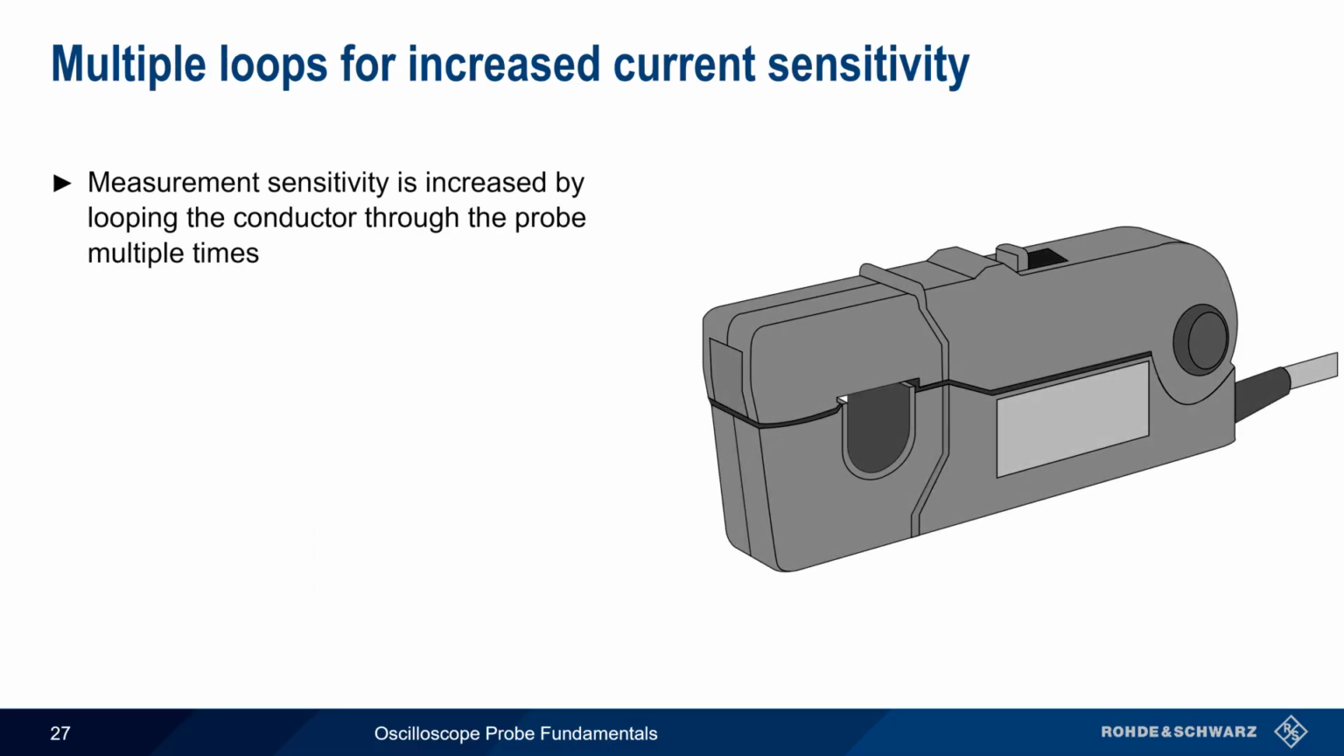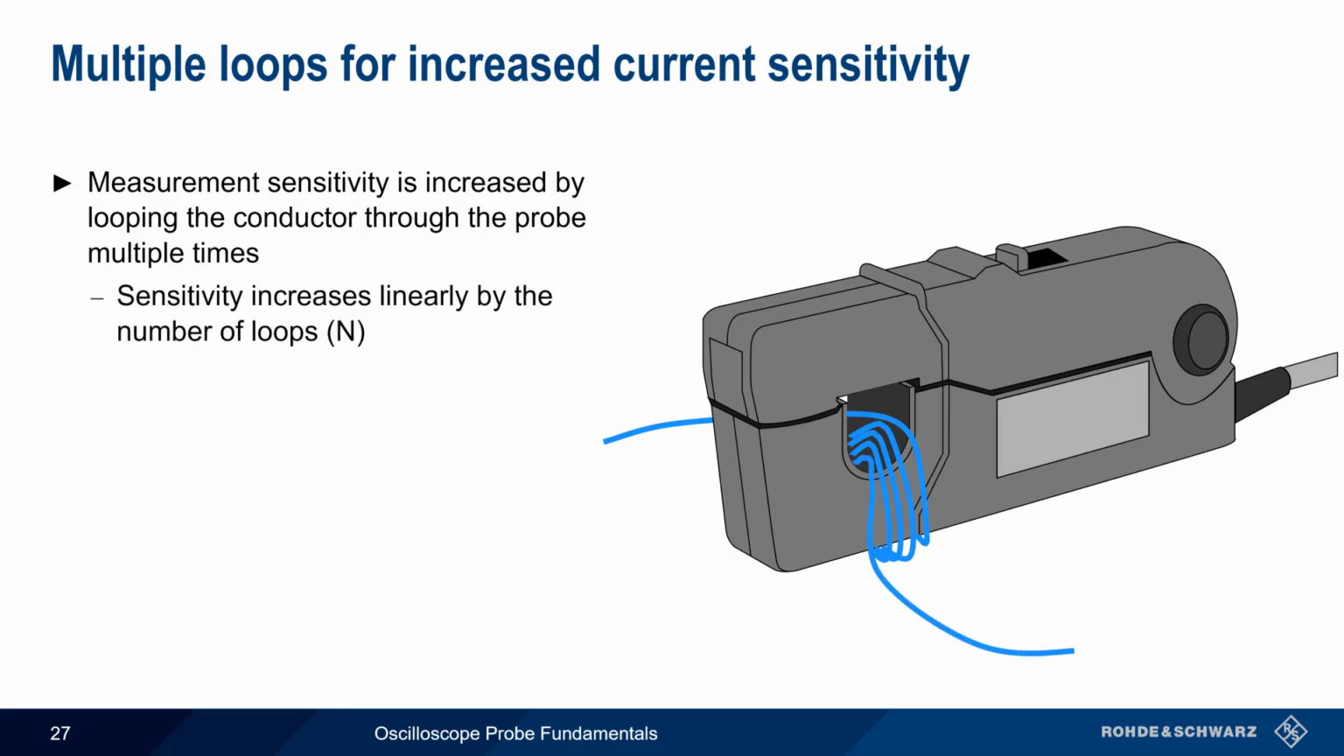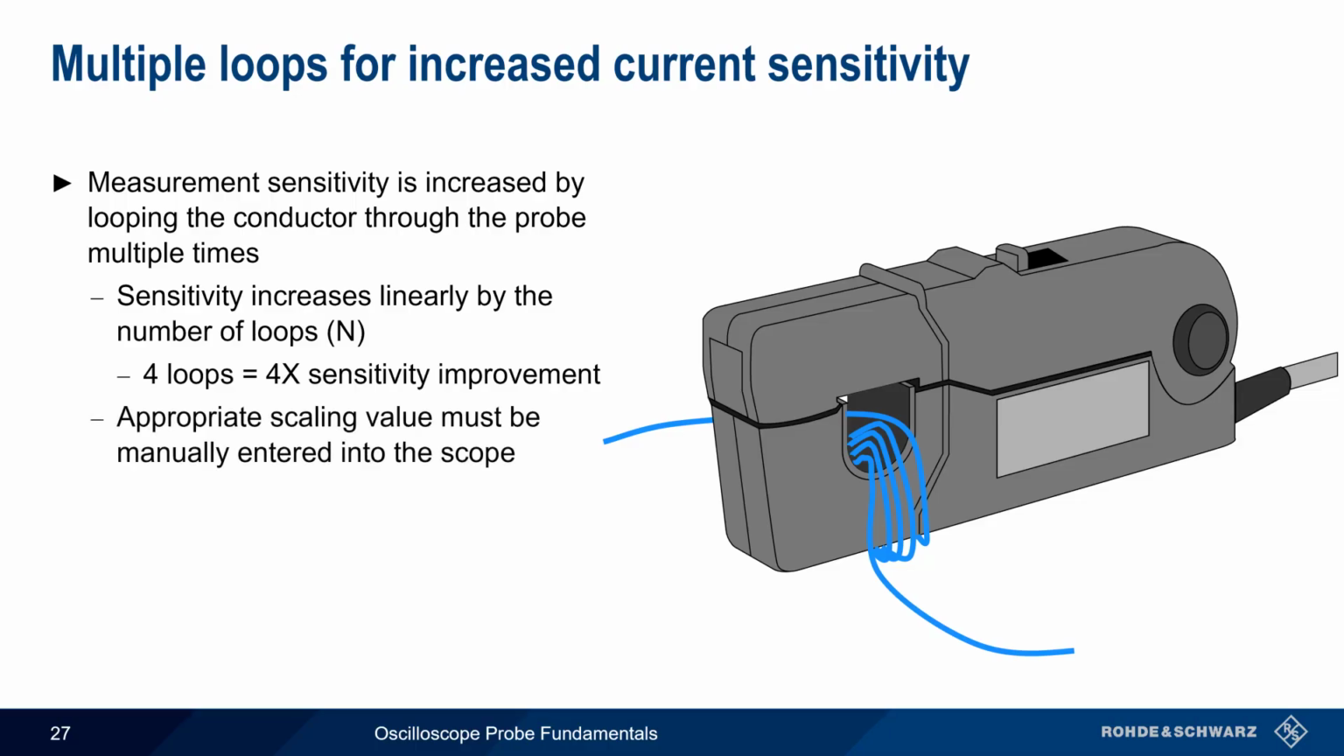Current measurement sensitivity can be increased by looping the conductor through the probe multiple times. The sensitivity of the probe increases linearly with the number of loops. Looping the conductor through the opening 4 times improves sensitivity by a factor of 4. Since the scope has no way to know how many times the conductor has been looped, an appropriate scaling value must be manually entered into the scope.